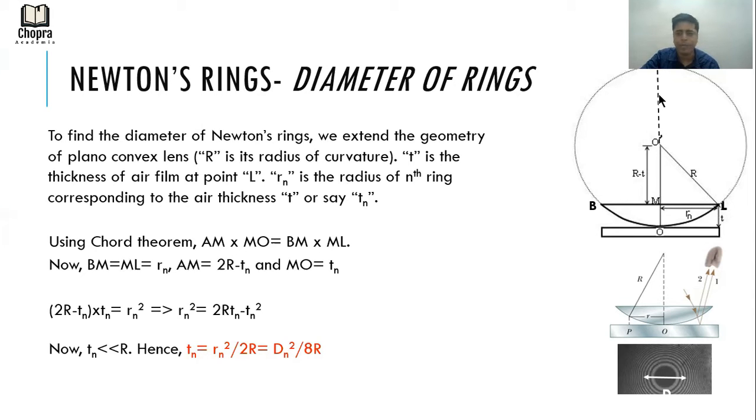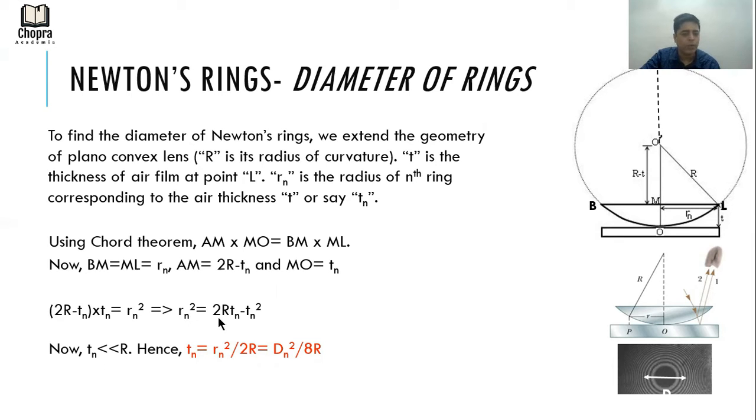This entire distance AO is 2R. So we have AM equal to 2R minus Tn, as written here. We substitute the values for AM, MO, BM and ML. We get 2R minus Tn times Tn is equal to Rn square, or Rn square equal to 2R Tn minus Tn square. But please remember, because theta approaches 0, this area is very flat.